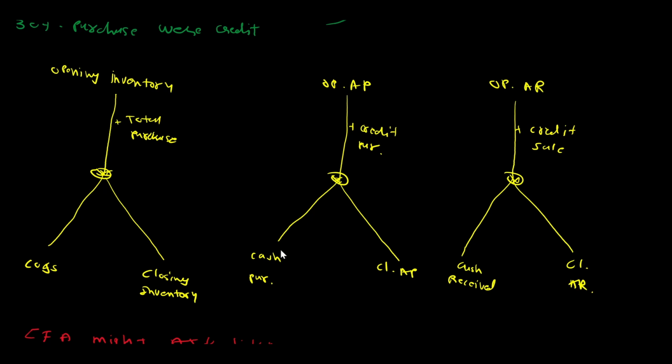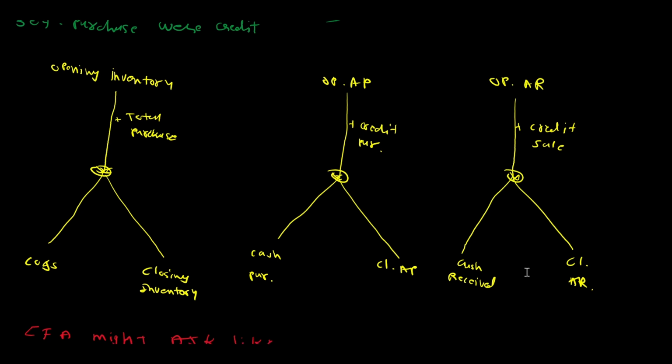Here X is divided into the paid cash or cash purchase. We have purchased by cash or closing AP, and this is the cash received from the AR and closing AR.